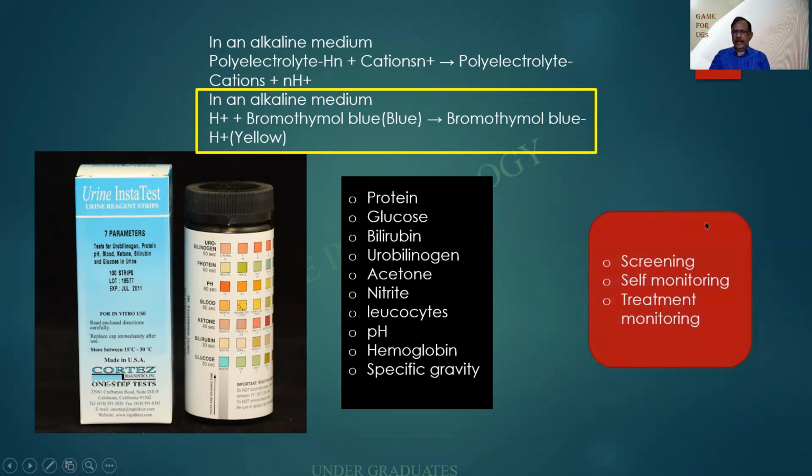And what are the uses? It can be used for screening generally, for self-monitoring. Supposing the patient is perennially sick, it can be self-monitored, and also to judge the response to treatment. So these will be it. This is called the strip method.